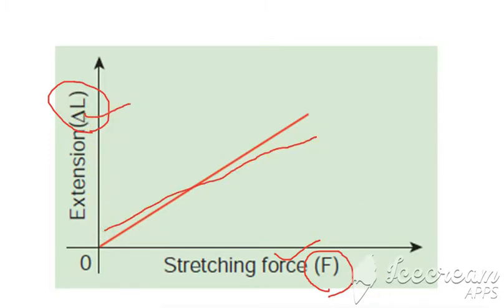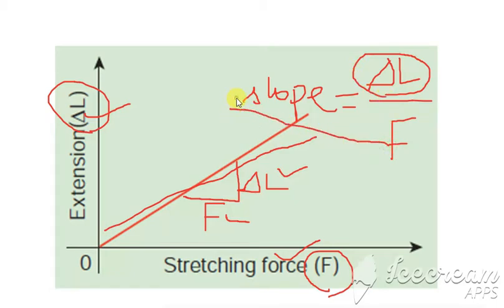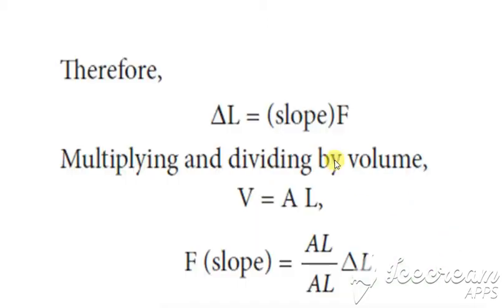Now when you find the slope here, this value is del L and this value is F. So we can write the slope as y divided by x, which is del L divided by F. From this, if you want the value of del L, we can write it as F into slope. So that is the formula we are going to use: del L is equal to slope into F.